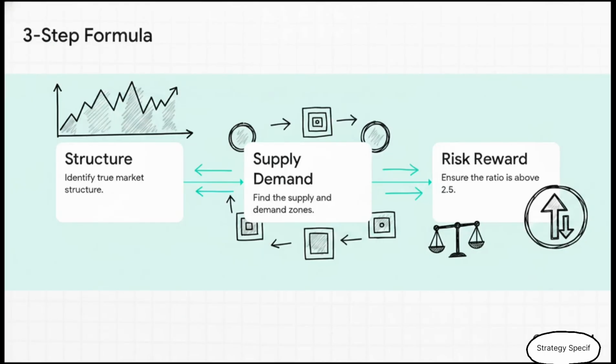Before we get too deep into the weeds here, I want to briefly establish these three non-negotiable pillars. Step 1, market structure. Step 2, supply and demand. And Step 3, risk to reward. This is a very strict sequential formula. And I gotta warn you right now, if you even slightly mess up the very first step, you will ruin the entire strategy. You just can't jump to Step 2 without completely mastering Step 1. So let's make sure we have that foundation locked in tight.